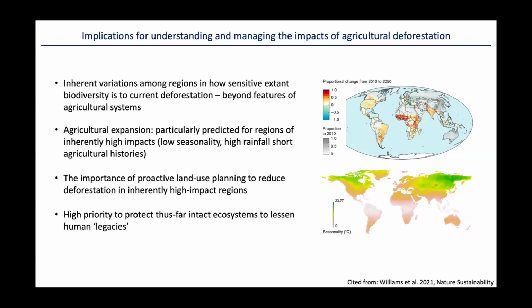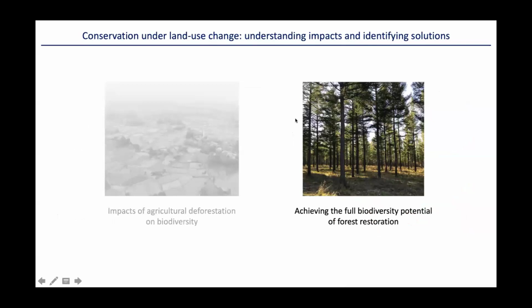And the final point is that a striking finding for me personally is that we now have indications that some of the systems with longer agricultural histories have been more filtered by humans. Their extant bird species tend to be more tolerant of agricultural deforestation, which possibly indicates that some of the more sensitive species might have gone extinct. And this really highlights the moral responsibility of humans to try to lessen our future legacy on the world's intact ecosystems. So this is the first part on the topic of deforestation.